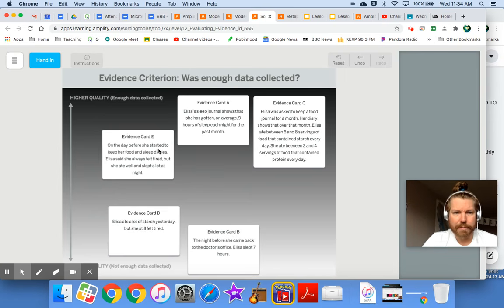Evidence card E. On the day before she started to keep her food and sleep diaries, Elisa said that she always felt tired, but she ate well and slept a lot at night.